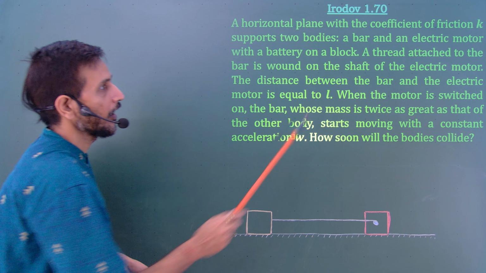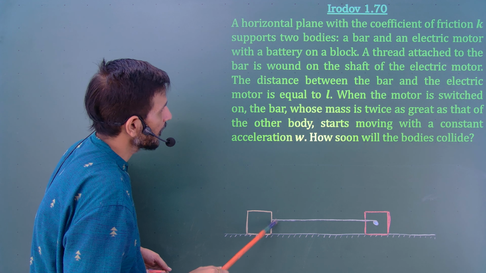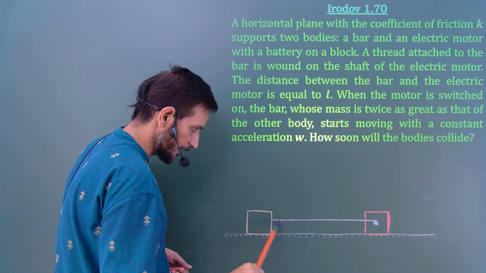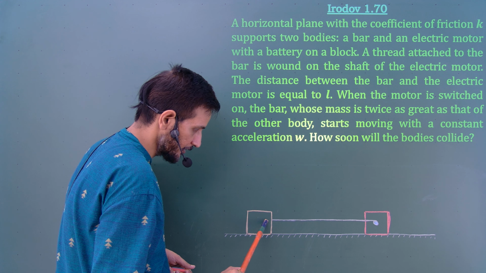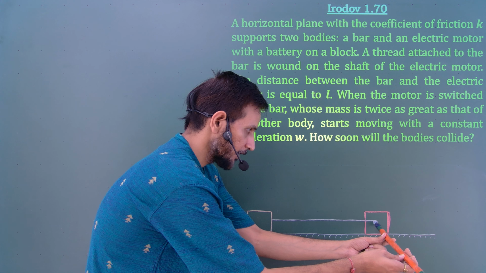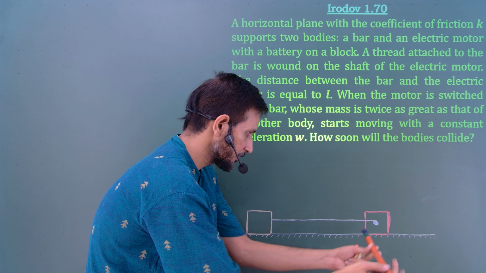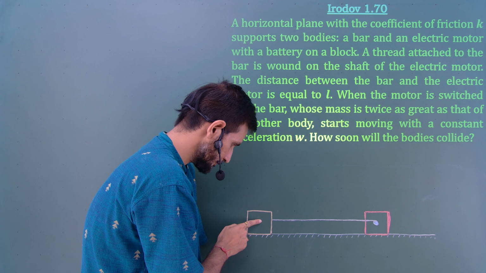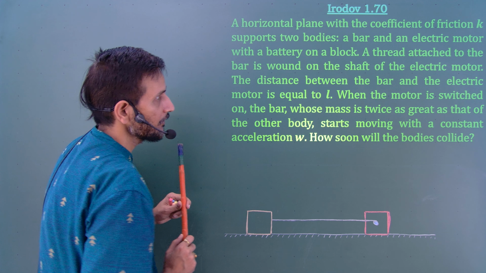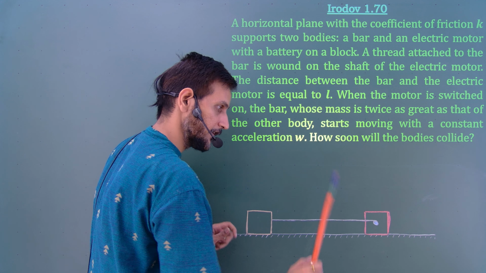Okay. A thread attached to the bar is wound on the shaft of the electric motor. So one part of the thread is connected with this bar and the other part is connected with the shaft. So when this shaft rotates, the length of thread reduces. So there is a force on this block in this direction. Yes. And again, remember that this block is not fixed.